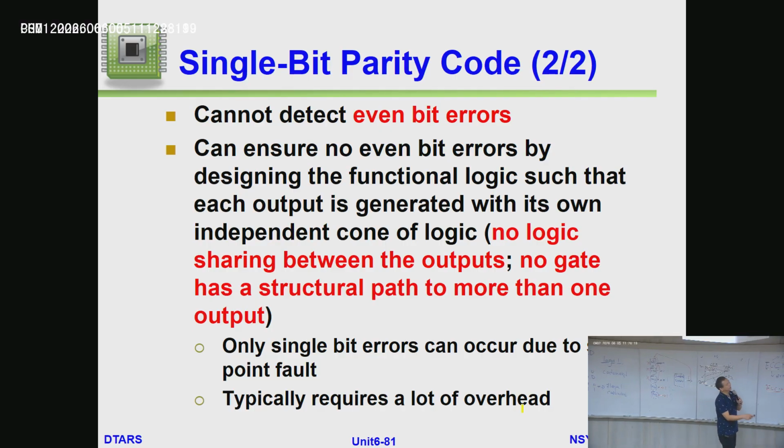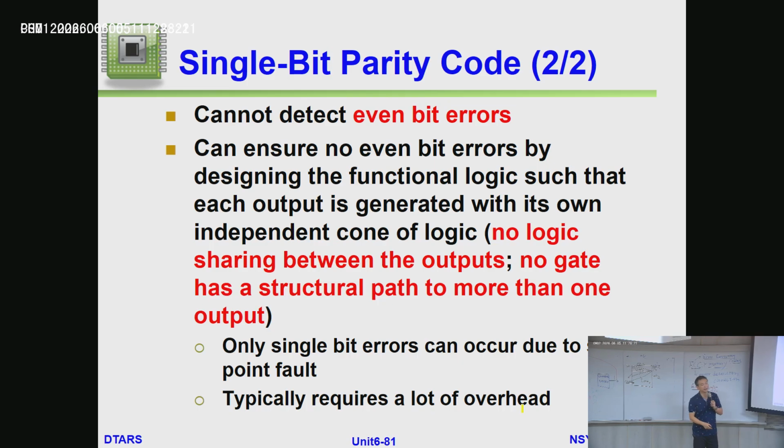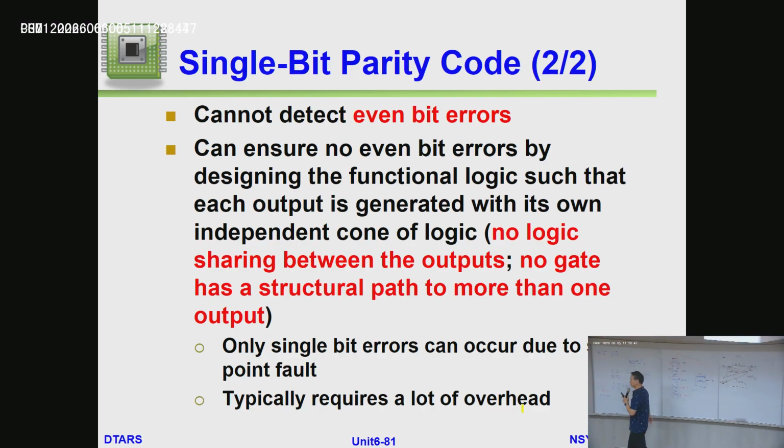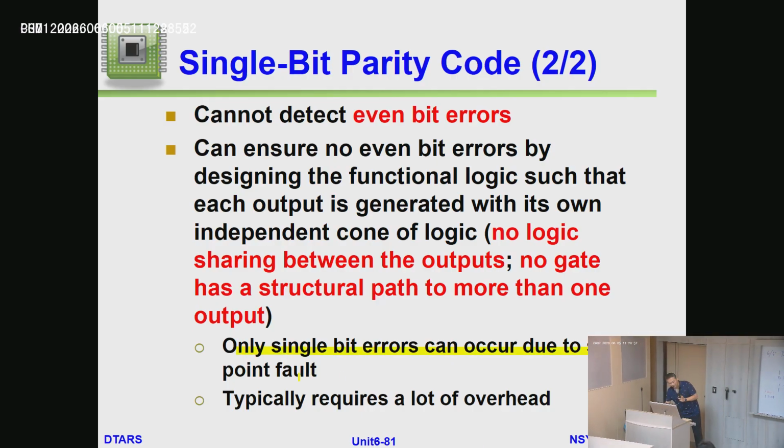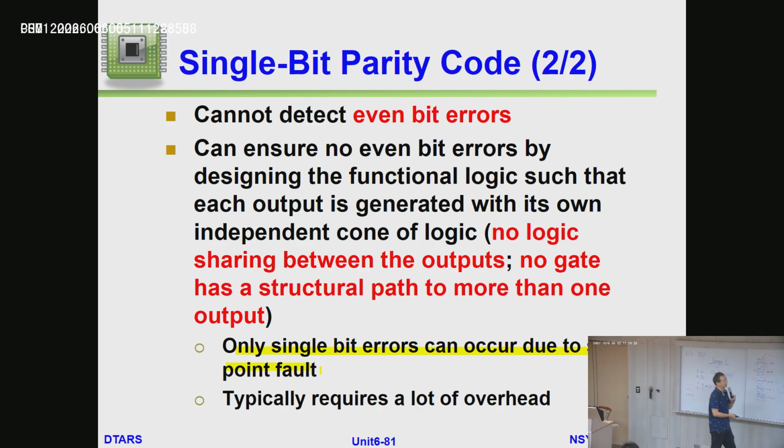Because the single bit parity code cannot detect even bit errors, if we want to apply single bit parity code to our circuit and make sure we can detect every fault, then what we want to do is try to modify our design so that we can satisfy this property. So this is the conclusion. Maybe you can focus on this sentence, and I will show you how we can do that. If there are only single point faults, we need to make sure only single bit errors will occur.